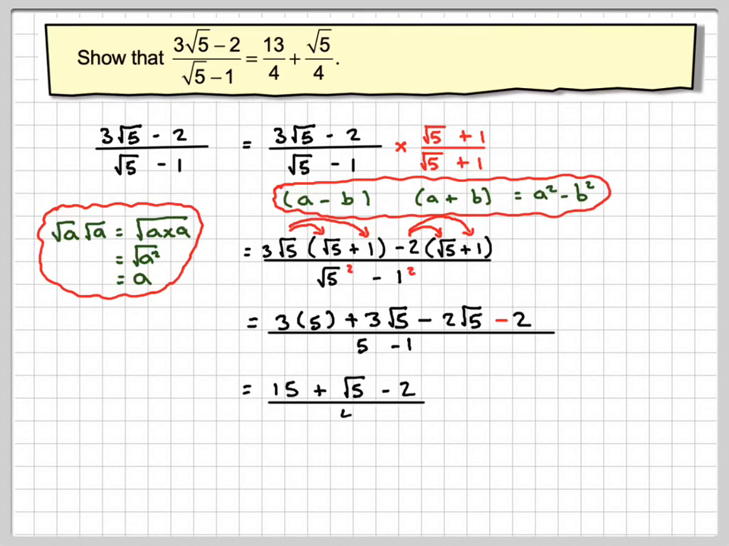5 minus 1 gives me 4. That's good because I was looking to get a denominator of 4. And then 15 minus 2 gives me 13 plus root 5 over 4. Now because this is a common denominator, we can now split it up to 13 over 4 plus root 5 over 4 as required. So you need to show your working in order to get the marks.